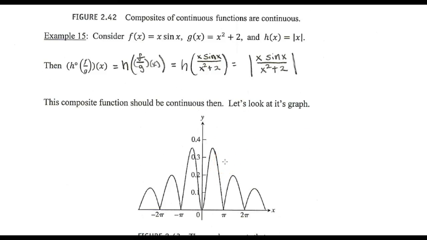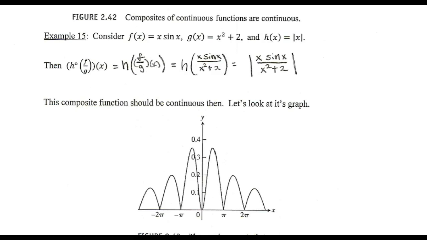So in example 15, we want to consider three different functions here. f of x equals x times the sine of x, g of x equals x squared plus 2, h of x equals the absolute value of x. So those are actually three pretty common functions, and I would hope that you could recognize those as all being continuous everywhere. Right, x sine x, think of that as a function.